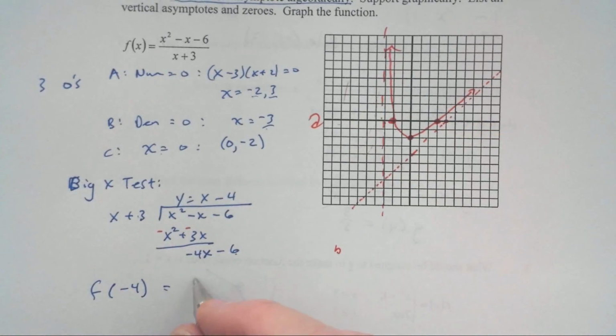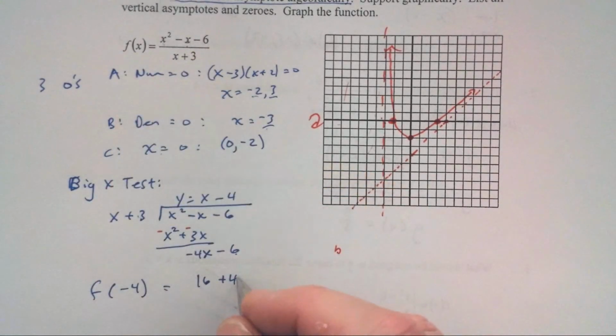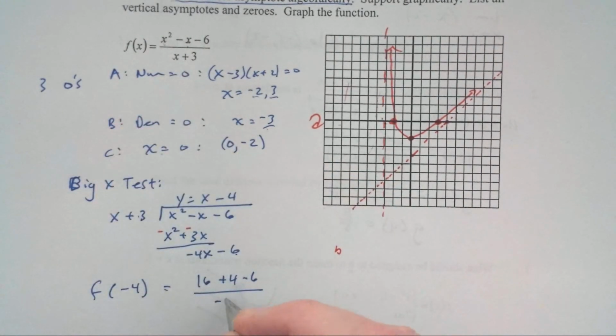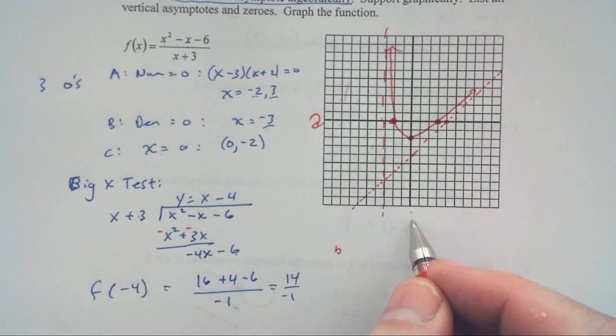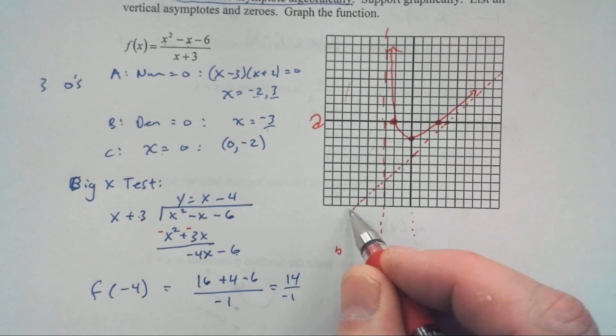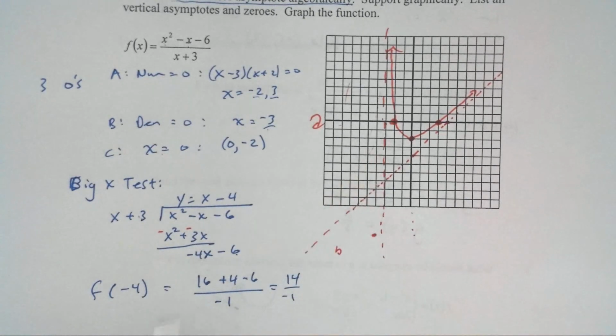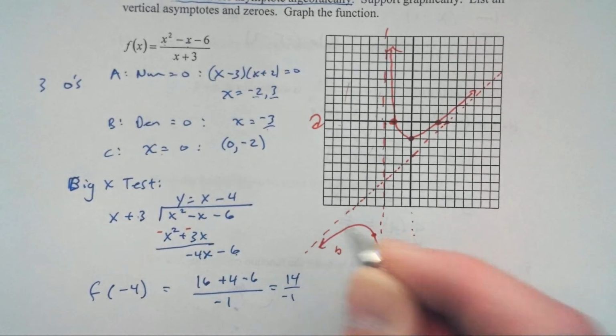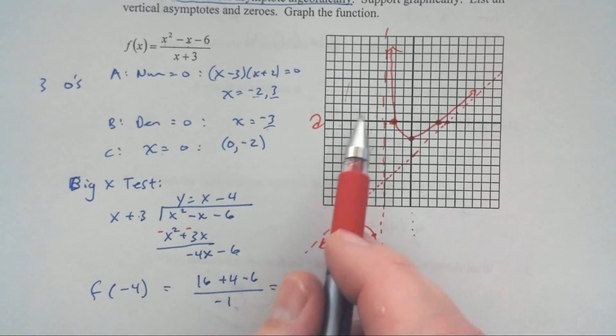And f of negative 4 would be 16 minus 4, that would be plus 4, minus 6, all over negative 4 plus 3, negative 1, and I get 20, I get 14 over negative 1. So 10, 11, 12, 13, 14, we are right down in here. And you can pick more points if you want to have a better feel. You can go ahead and put f of negative 5, but I think we got a pretty good feel for what's going on here.